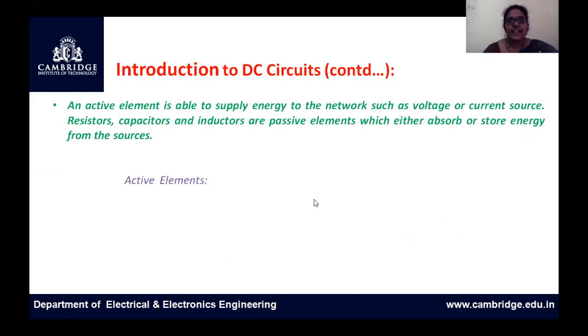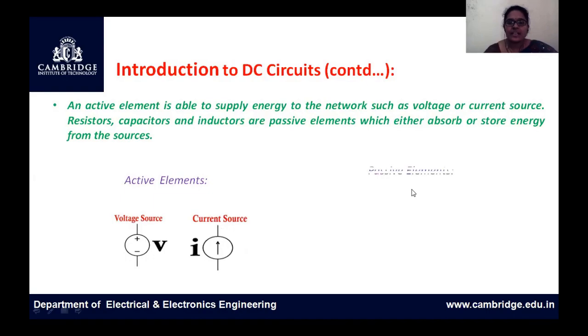Now, these elements are classified into two types, that is active elements and passive elements. All the active elements are energy sources such as voltage source and current sources. So you can see here, these are the active elements. This is the voltage source and this is the current source. Voltage source is represented by the polarity plus and minus, which represents the DC source, denoted as V, and the current source is represented by an arrow mark, which indicates the direction of the flow of current, and it is indicated by I.